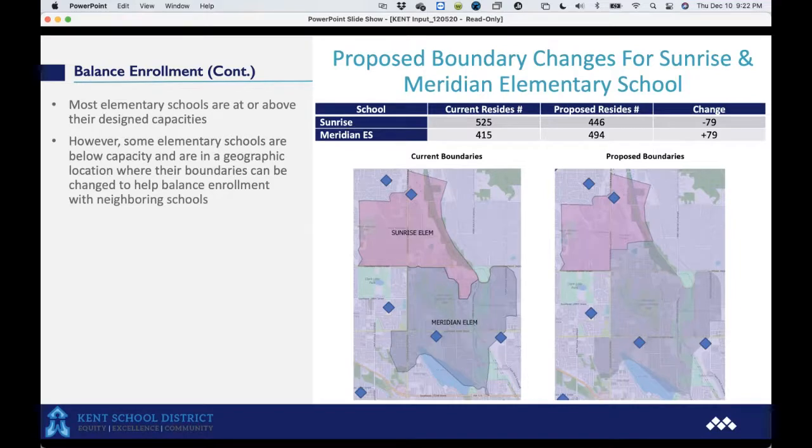This slide shows changes for Sunrise and Meridian Elementary School. Again, the map to the left is the current boundary, to the right is the proposed, and the table shows the current resides, the proposed resides, and the amount of change.